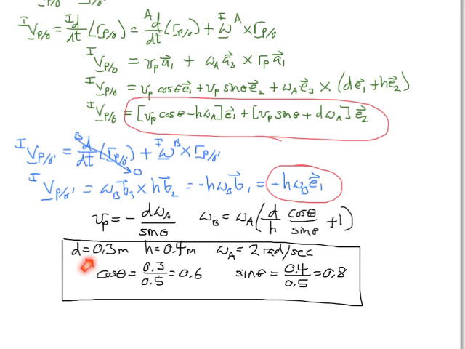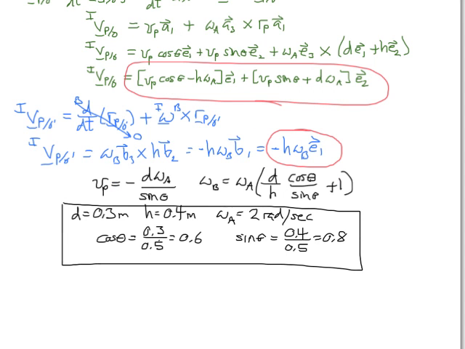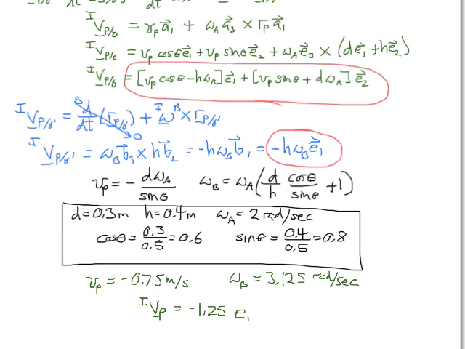We're given these in the problem, in which the horizontal distance from O to O prime is 0.3, the vertical distance from O prime to point P is 0.4 meters, our angular speed is 2 radians per second, counterclockwise, so that's positive. And then we can see by the triangle it's a 0.3, 0.4, 0.5 triangle, so cosine theta is 0.6, and sine theta is 0.8. And when we make those substitutions, we find that the speed of P is equal to negative 0.75 meters per second. Remember, this is only in the A1 direction. Our angular speed of bar B is equal to 3.125 radians per second. So that means it's rotating counterclockwise, which is intuitive given how the system looks. And then the inertial velocity of point P is equal to negative 1.25 in the E1 direction, so 1.25 in the negative E1 direction meters per second.